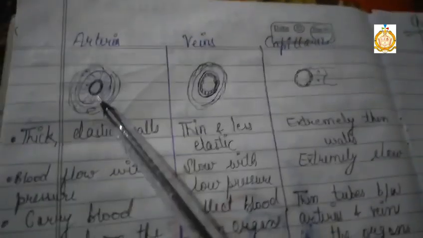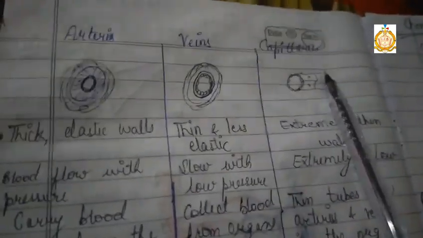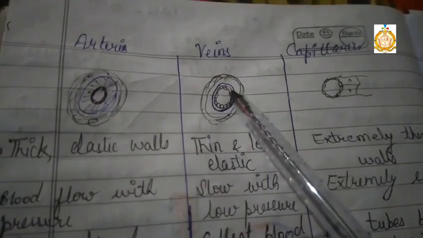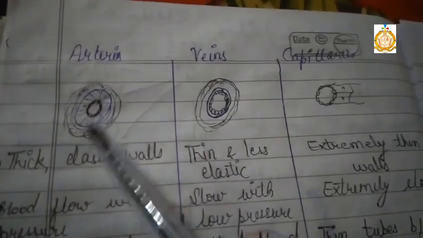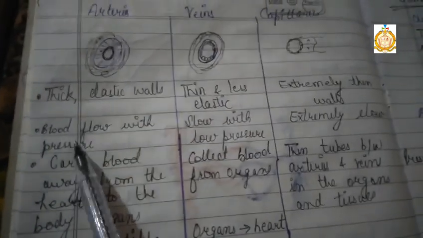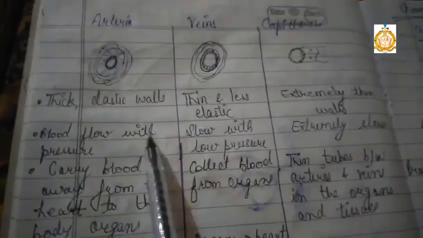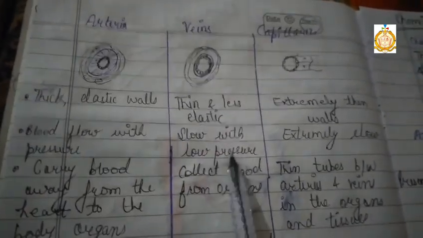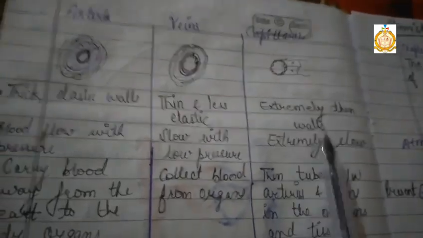The next is the difference between the arteries, veins, and capillaries. First of all we study the arteries, then veins, and then capillaries. Arteries are thick elastic walled structures, while veins are thin walled, and capillaries are extremely thin walled structures. In arteries, blood flows with high pressure. In veins, blood flows with low pressure. In capillaries, extremely low pressure.